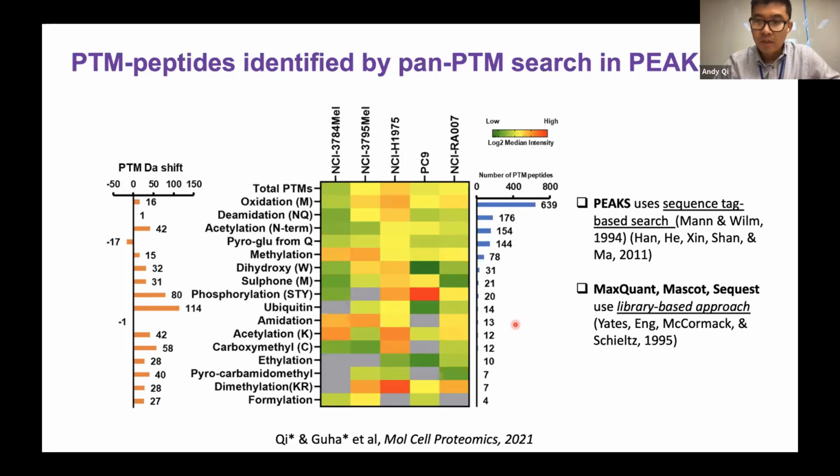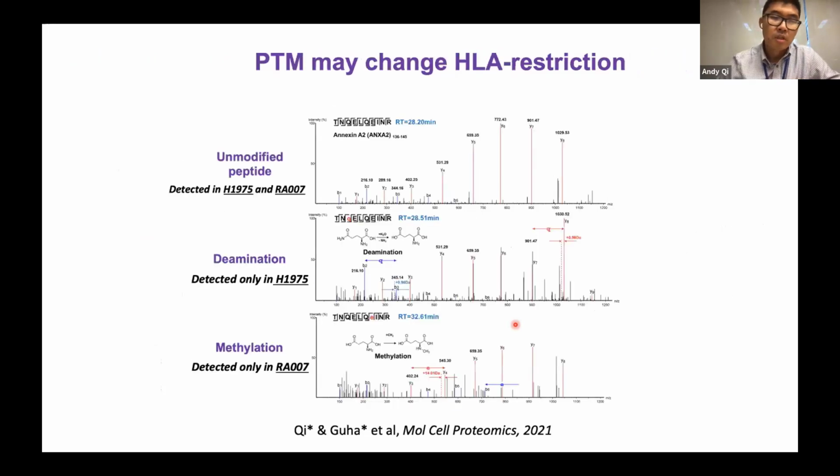And I think the main thing is that PEAKS uses a sequence tag-based search, which I think was invented at the very beginning by Mann and Wilm in 1994. On the other hand, MaxQuant, Mascot, SEQUEST, or PD use a library-based search, like John Yates, I think the first one invented in 1995. So it's a really fast search. It's just unparalleled with any other search engine for doing this no-enzyme and PTM search.